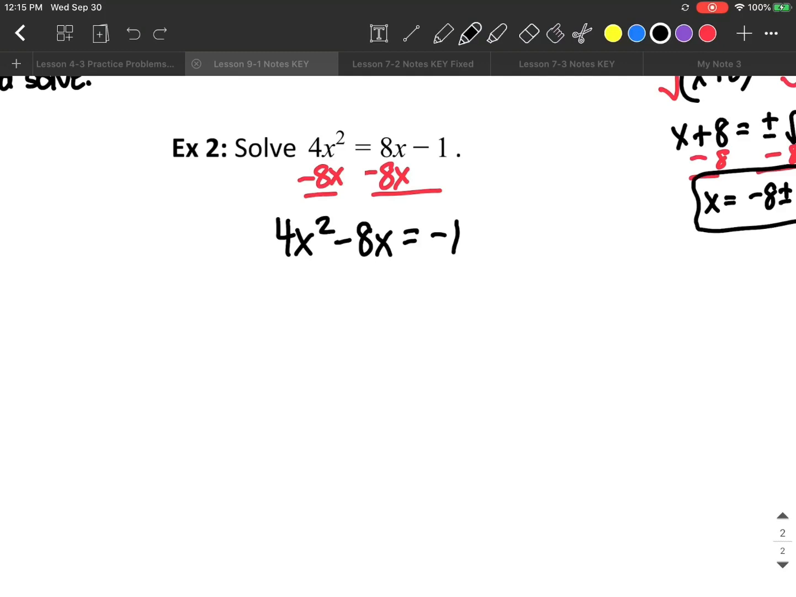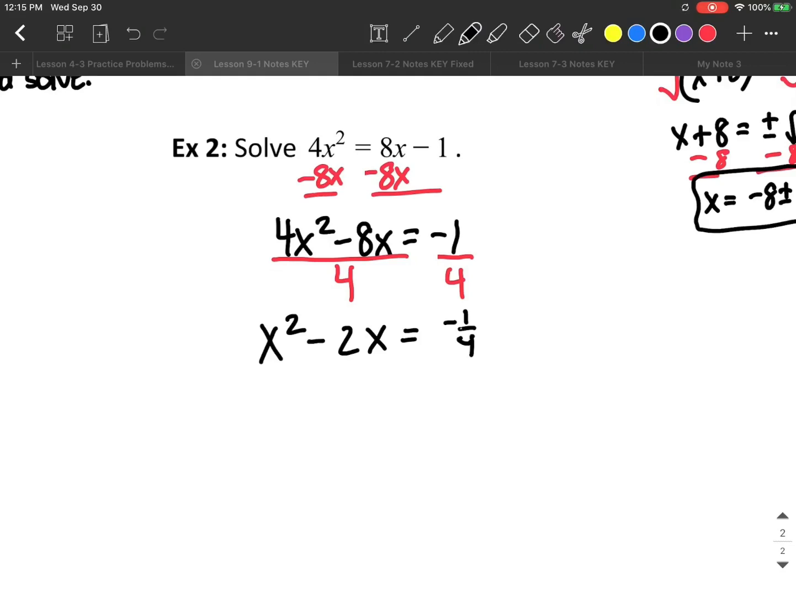I want that to be just 1 in front of the x squared. So what I'm going to do is divide by 4 to get rid of that 4 in front. If I do that on the left, I have to do that on the right. I get x squared minus 2x is equal to negative 1/4.